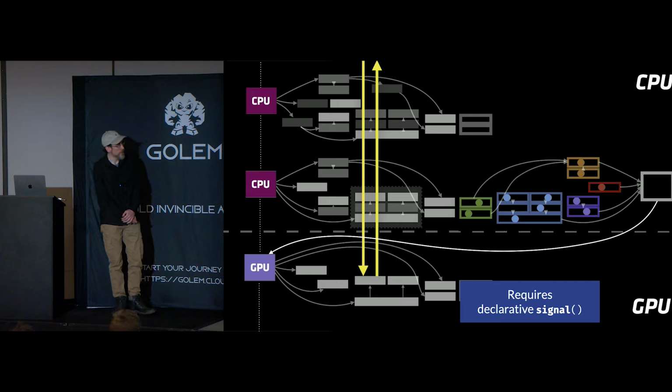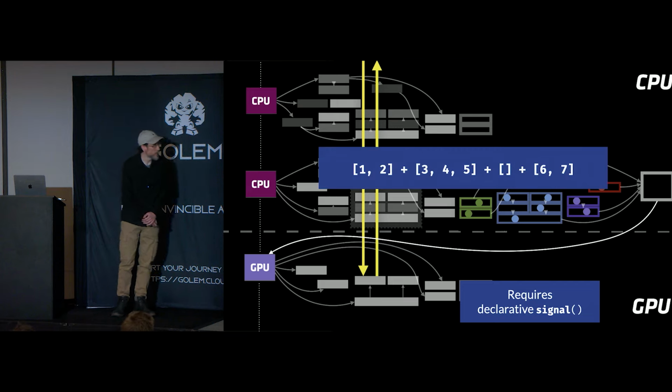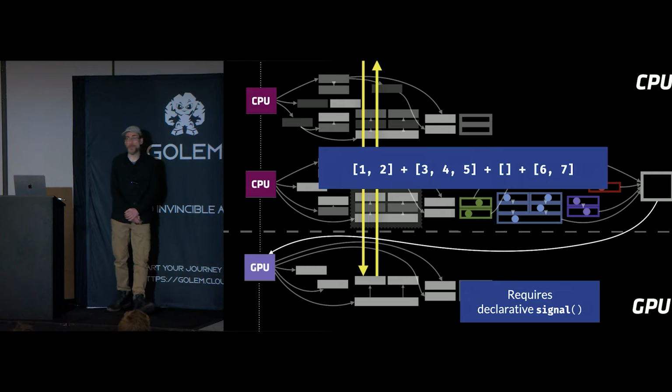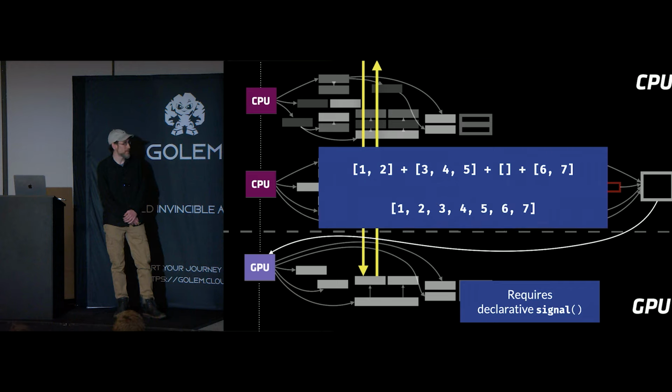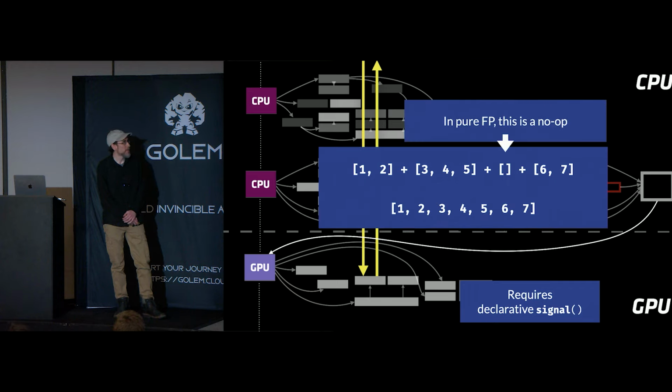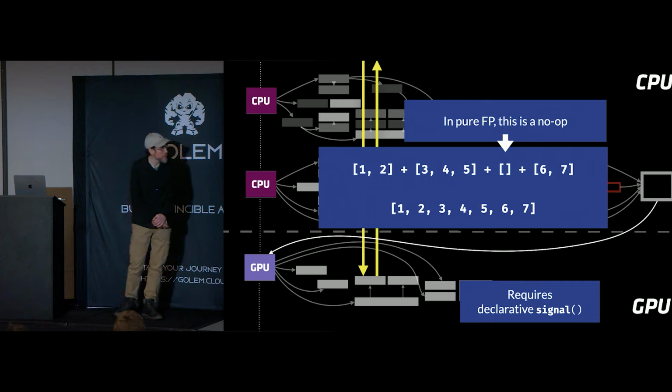Now, this declarative signal thing, I do want to explain this because it's a subtle point, and it took me completely by surprise when I ran into it, which is basically incrementalism breaks functional programming. Suppose you have a couple of lists with numbers in them, and you concatenate them. Very simple. In pure FP, concatenating with an empty list would obviously be a no-op. It has no effect on the output, and you cannot tell that it was there. It's completely unremarkable. However, in incremental functional programming, this is not a no-op.